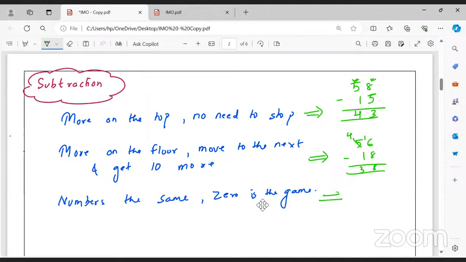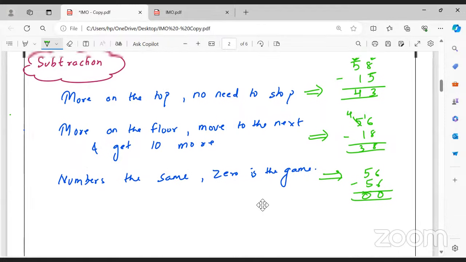Numbers the same. That means if I say maybe the same number, 5 minus 5, 51 minus 51, or even if I say 56 minus 56, if you subtract the same number, you get 0. When you subtract any two-digit number from itself, the difference is 0.